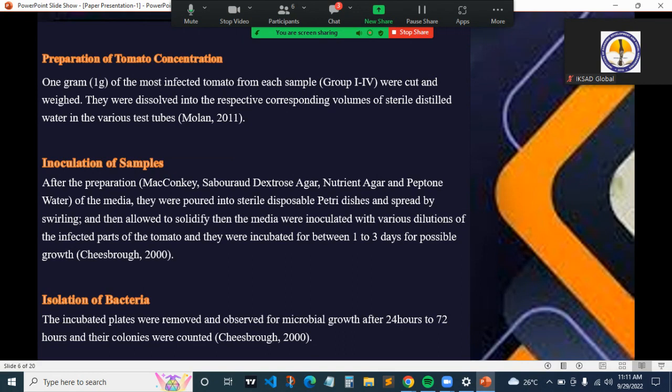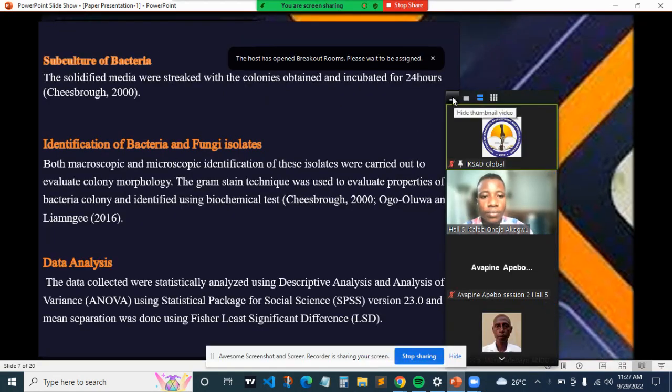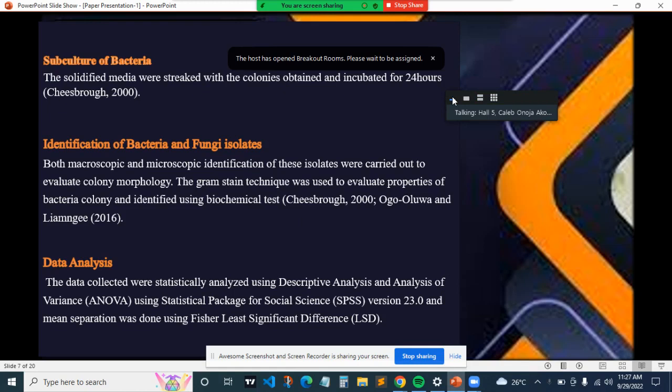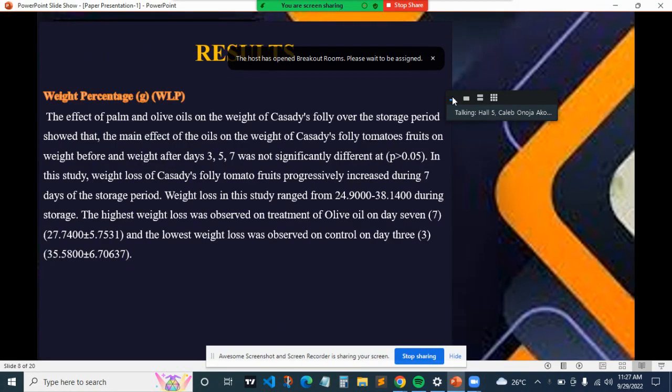Then isolation of bacteria. So after the growth of the media, we now isolated. Sorry for the internet interruption. So after collecting all the data, all we did was to analyze the data, and we used descriptive analysis and analysis of variance using SPSS to analyze our data.